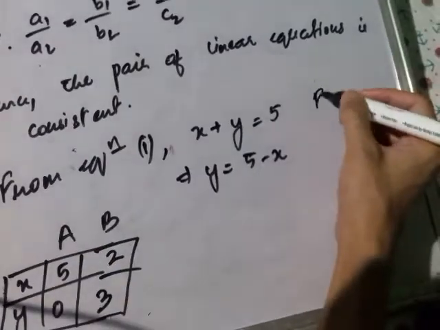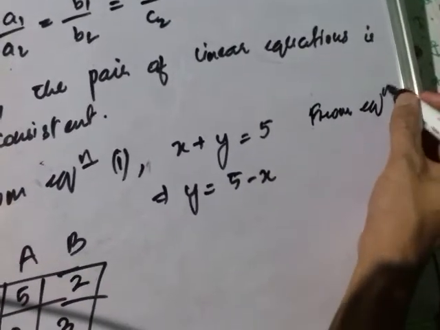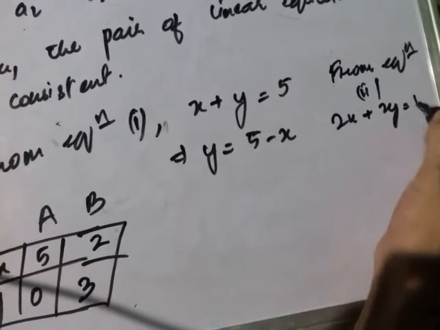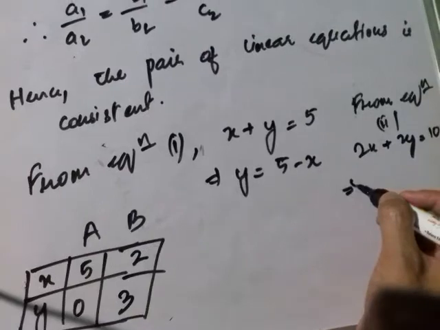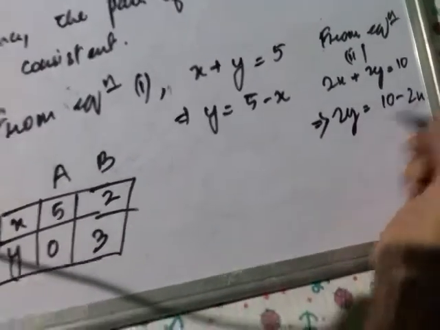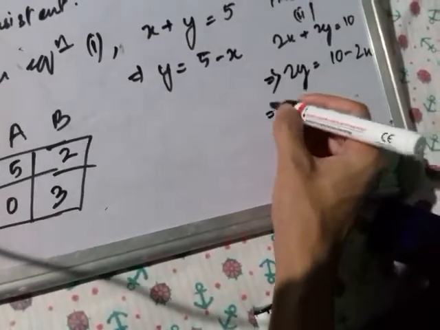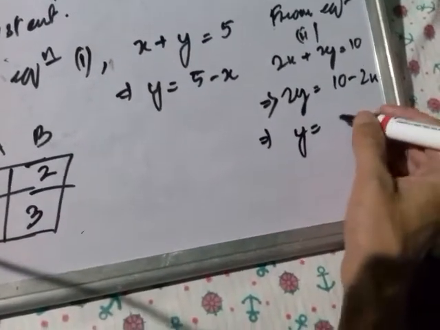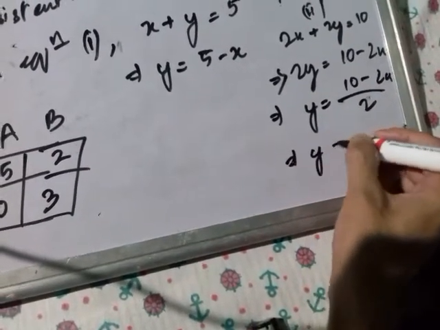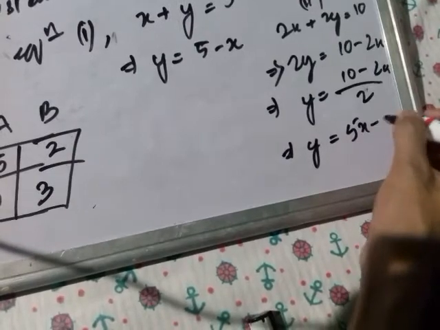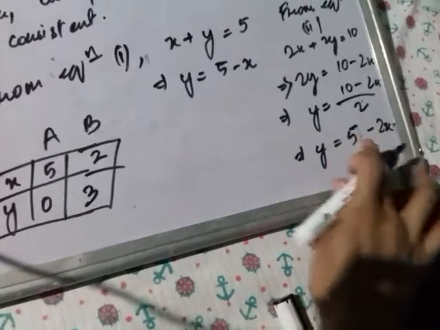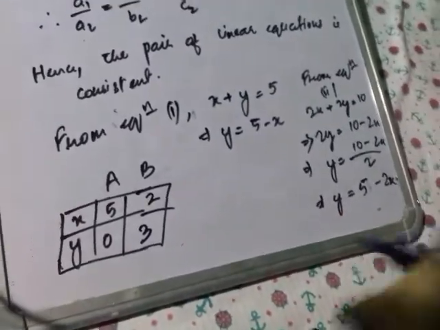Okay, from equation 2, what do we get? 2x plus 2y equals 10. That means 2y equals 10 minus 2x. Okay, so here y equals how much will it be? 10 minus 2x by 2. That means y equals 5 minus x. Okay, so this will be for equation number 2.